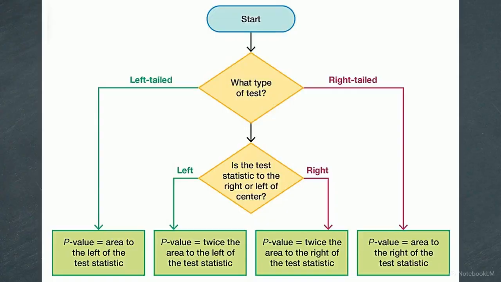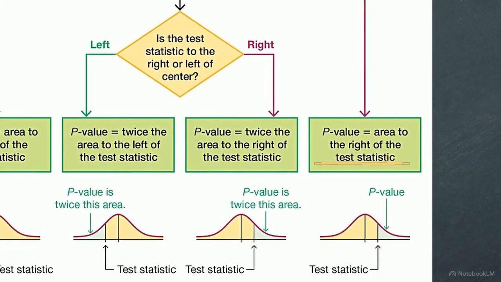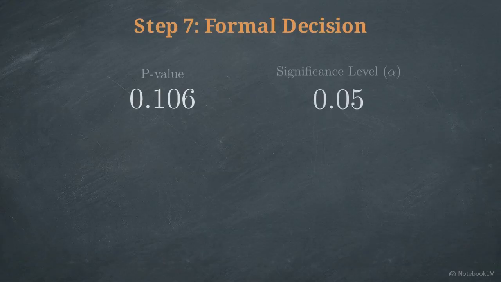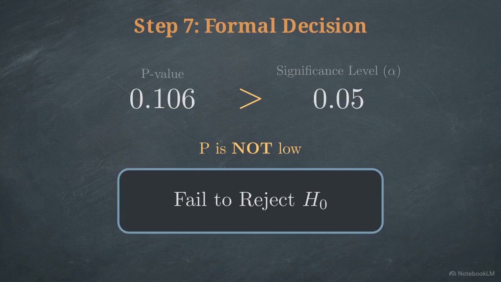Step 7 forces a decision. We evaluate our test statistic using method 1, the p-value method. Because our alternative hypothesis checks for a proportion greater than 0.5, we follow the logic for a right-tail test. The p-value is the probability of getting a result at least this extreme, assuming the null hypothesis is true. The governing rule here is, if the p is low, the null must go. We compare our p-value of 0.106 to our significance level of 0.05. Since 0.106 is greater than our 0.05 threshold, the p is not low. Therefore, we fail to reject the null hypothesis.